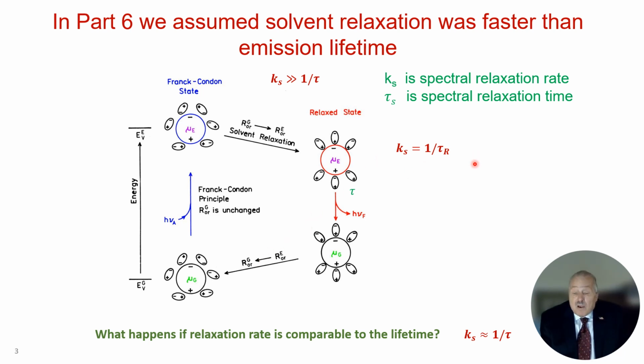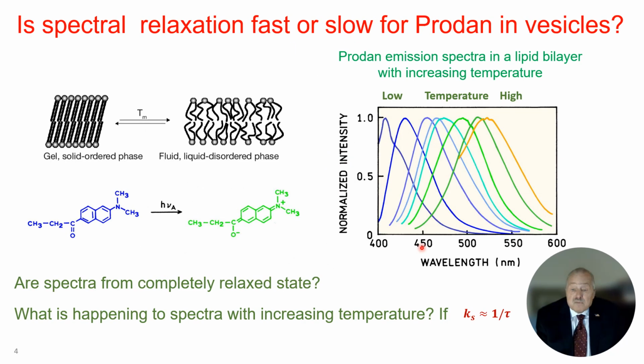We made a large assumption while we were talking about all the probes, and that is that we assumed that the solvent relaxation rate was faster than the emission lifetime. So we assumed that this process was complete and we're only observing emission from this state. But what happens if the relaxation rate is comparable to the lifetime? That puts us under a very different set of conditions.